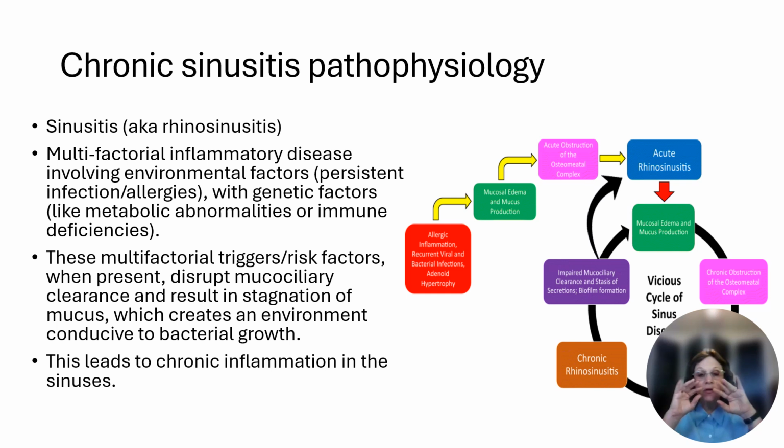little cilia in the mucus being able to clear out the mucus, which is called mucociliary clearance, and that causes a stagnation of that mucus, which provides the best little breeding ground for bacteria to grow, and that's what causes the inflammation of the sinuses to be ongoing and chronic.